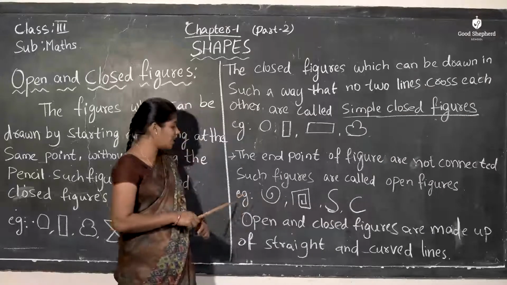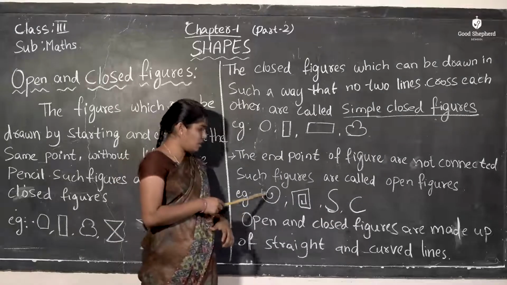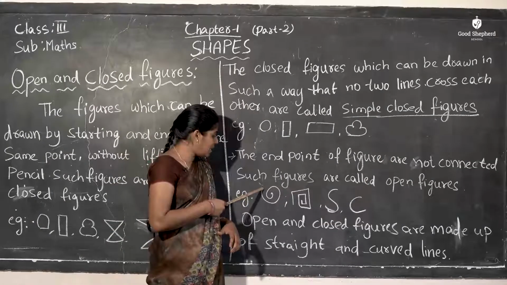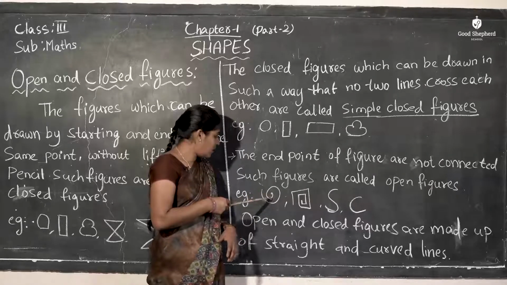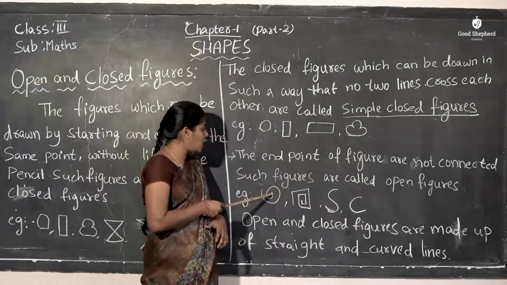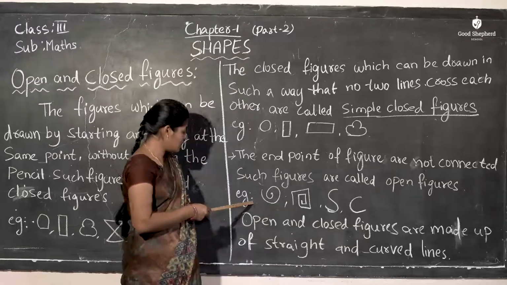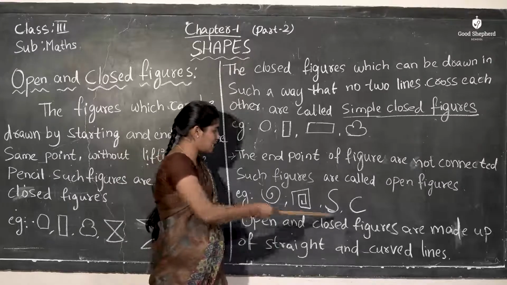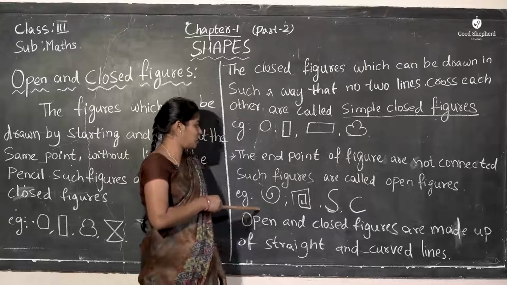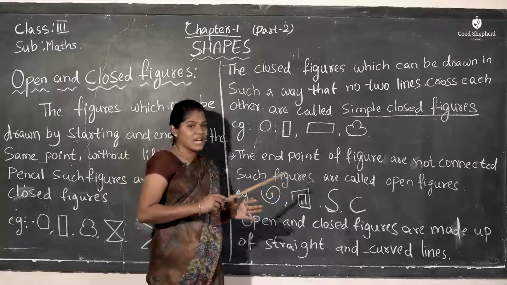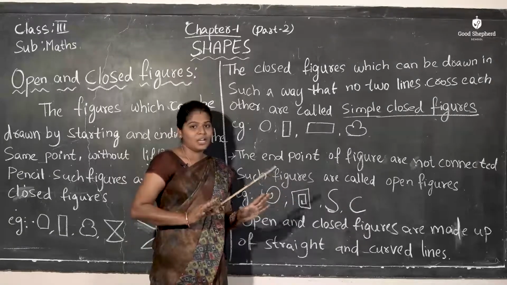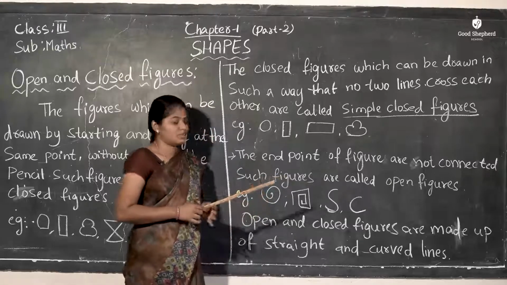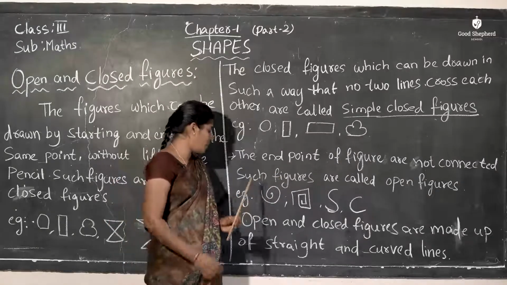Means we are drawing some figure, but we start at one point and end at another point. So this figure is called an open figure. There are some examples. These are the examples of open figures. Where we start and end, the points should be different. Such figures are called open figures.